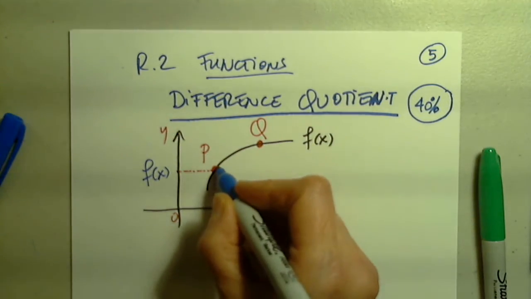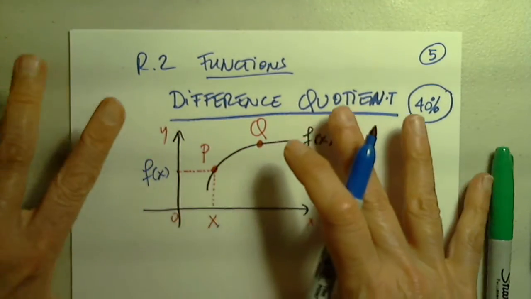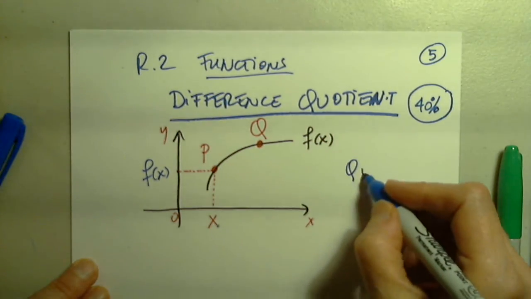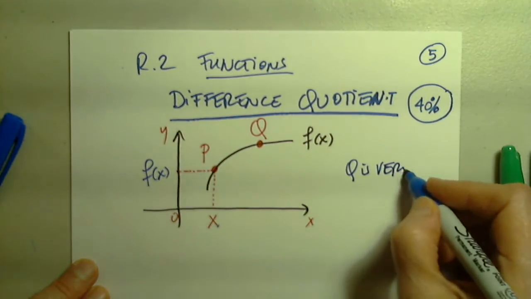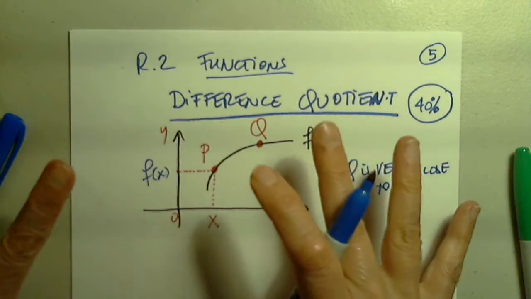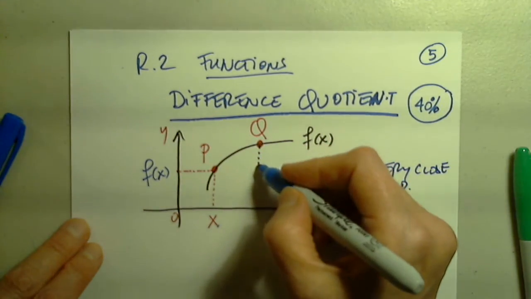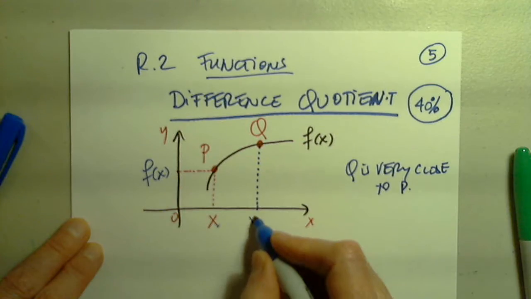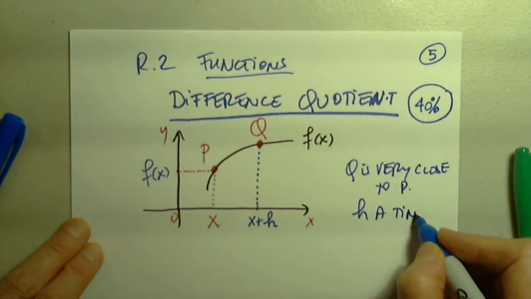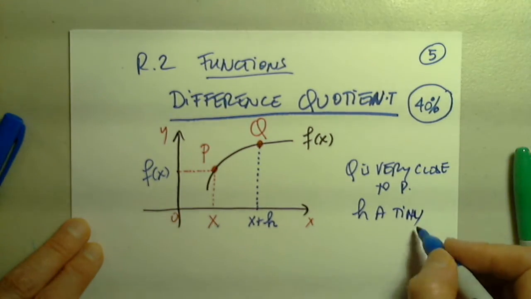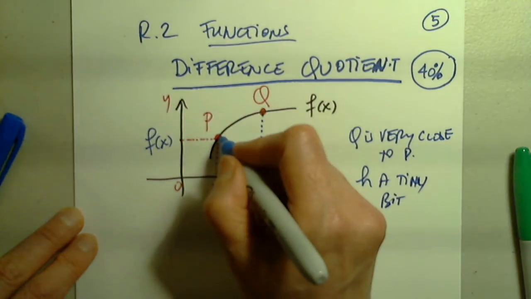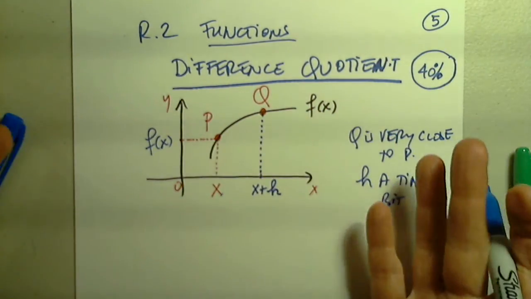Very, very close. Right here. But allow me to zoom in, otherwise I can't explain. So Q is very close to P. So I'm zooming in. So how close? X plus a little bit. H. A tiny bit. So Q is next to it, but I'm zooming in so I can explain what I'm doing.